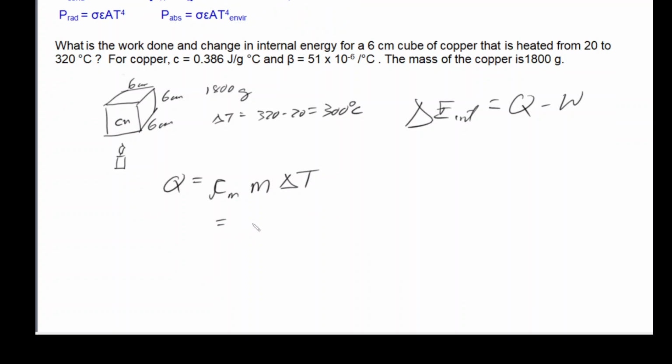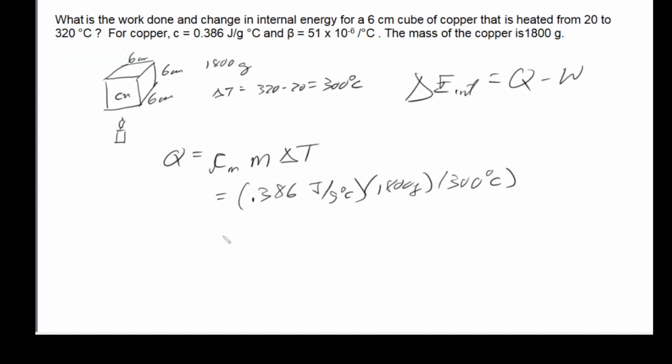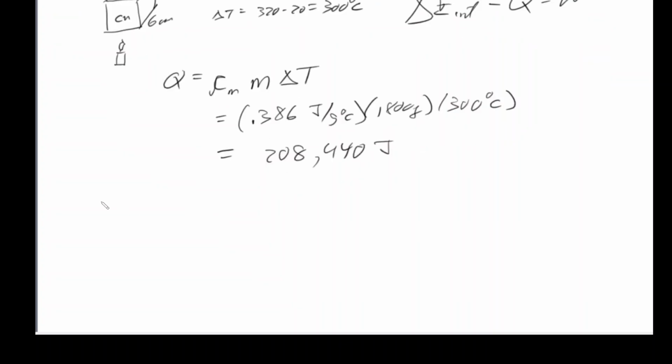That's equal to 0.386 joules per gram degree centigrade times 1,800 grams, the mass of the cube, times the change in temperature, 300 degrees Celsius. And that becomes 208,440 joules. So now we have Q. Now we want to find the work.